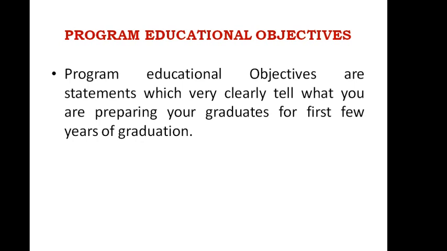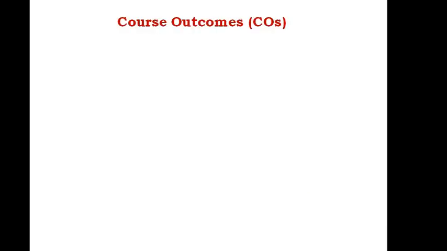Finally, program educational objectives are statements which clearly tell what you are preparing your graduates for in the first few years of graduation. What is this first few years of graduation? It means after getting a degree, 2-3 years or 5 years. After getting a degree, what kind of career they should get into and what kind of activities they should be involved in. If you are able to put them as statements, those statements are called program educational objectives. And the next one we will go to is the course outcomes.